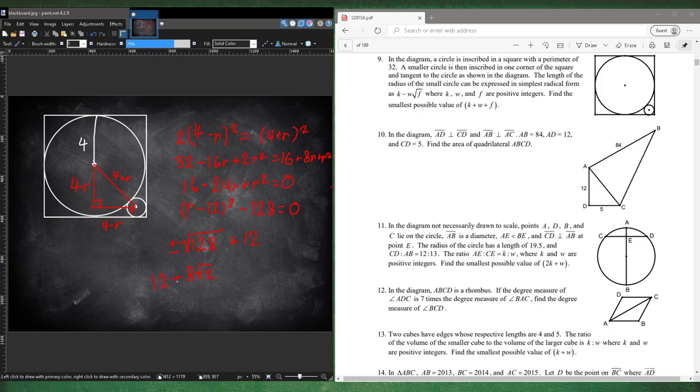So our k is 12, our w is 8, and our f is 2, so add them together, and that gets us 22 as our answer for number 9. Okay, cool.